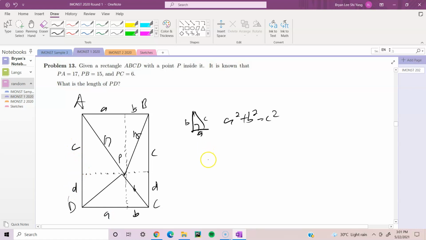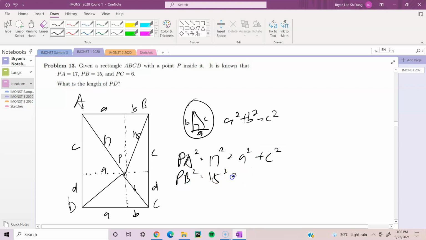Then we see that this one is B, this one is A, this one is D, and this one is C. So we see that using this formula, we will have PA squared equals 17 squared equals to A squared plus C squared. And then PB squared, which is equals to 15 squared, is equals to B squared plus C squared. Then PC squared equals to 6 squared equals to B squared plus D squared, and then finally PD squared equals to, we don't know, so let's say X squared equals to A squared plus D squared.